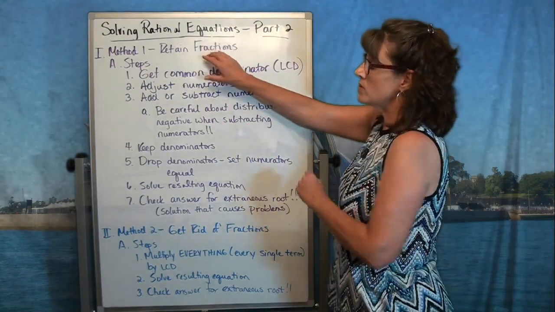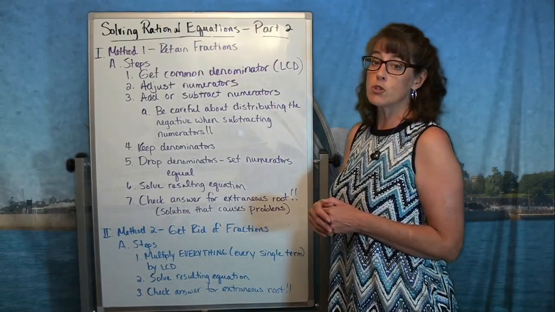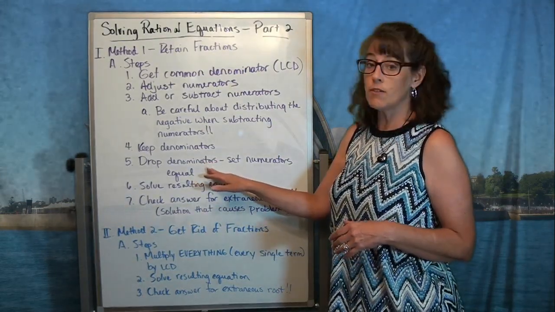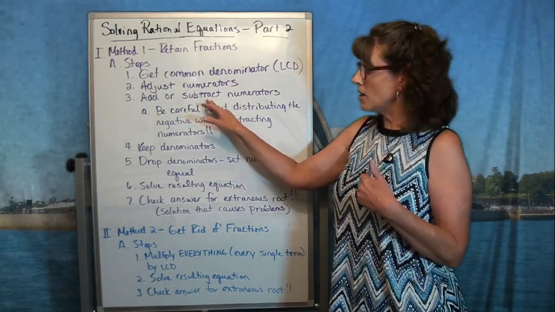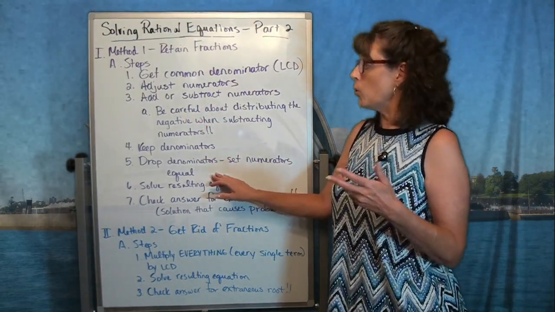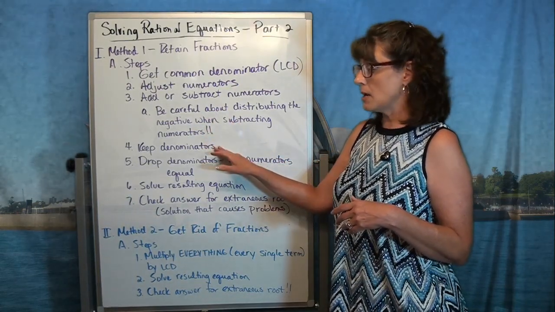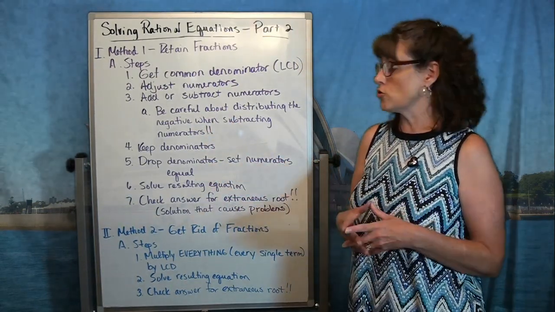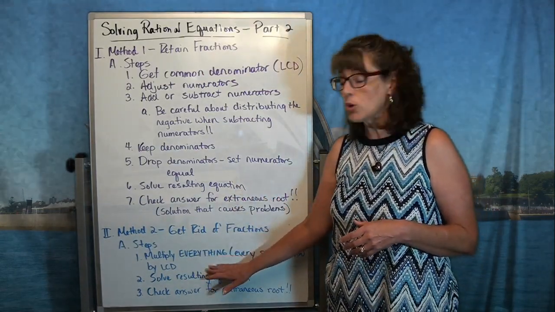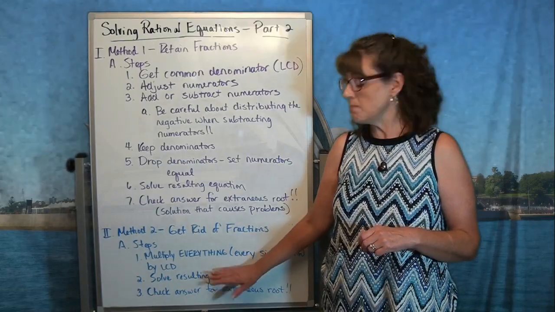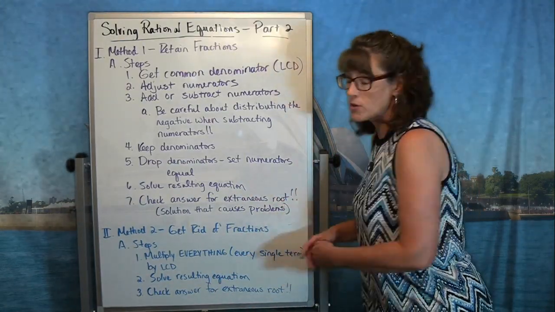Remember, method 1 says retain those fractions, get that common denominator, adjust those numerators. You can drop that denominator right then if you'd like to, or go ahead and add up those numerators, keep the denominator, then drop it, or distribute that negative through the parentheses, keep the denominator, then drop it. But eventually you're going to drop the denominator. You'll have an equation that you can solve. Method 2 says multiply every single term by that LCD. You'll have a pretty easy equation to solve. But in either case, check for those extraneous roots.